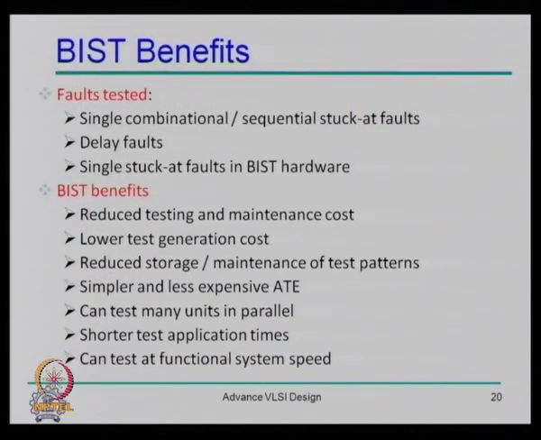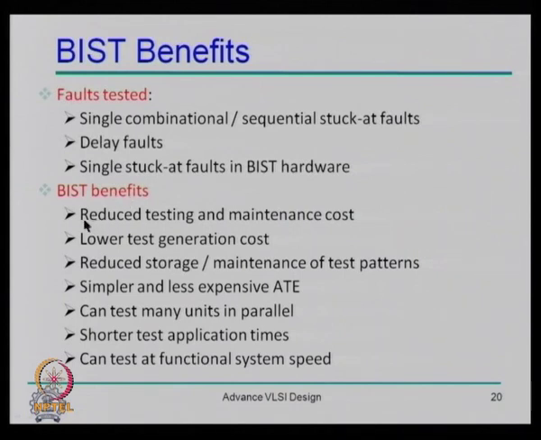Now if you look at what kind of faults built-in self-test can detect, these are all single stuck-at faults in the combinational or sequential circuit, all the delay faults, and single stuck-at faults in the built-in self-test hardware or architecture.